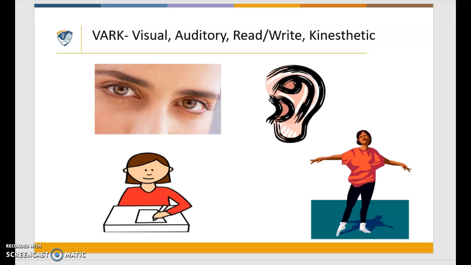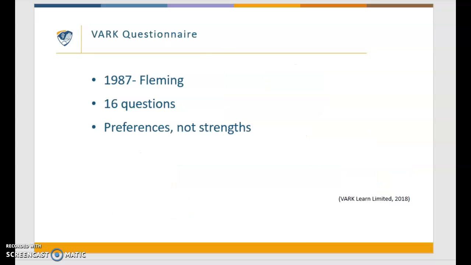VARC stands for visual, auditory, read-write, and kinesthetic. If you haven't taken your survey, from that you'll glean more about which of the VARC is most appropriate for you as a learner. And again, for me as a learner, I'm definitely a kinesthetic learner. And so it'll be interesting for you to find out what your results are after you take the survey in this unit. The VARC questionnaire is from 1987. Fleming developed it with 16 questions, and they're preferences, not strengths.